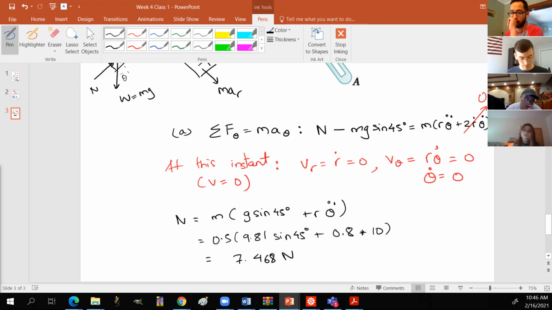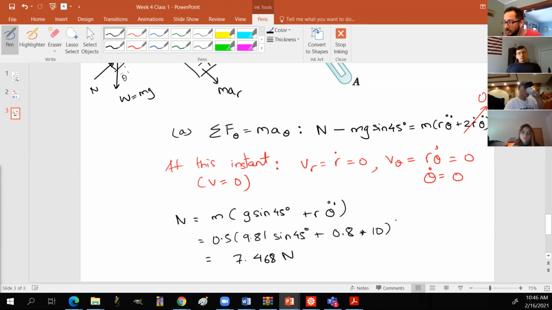You said always convert to degrees? Always convert to radians. It's just a good rule of thumb. Always convert your degrees into radians when you're looking at angular velocity and angular acceleration. So when you have sine 45 degrees there? No, that's fine. Your calculator knows what sine 45 degrees is.